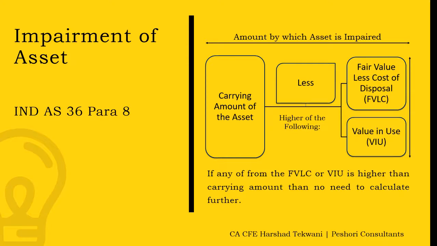So if I calculate either amount and it turns out to be higher than the carrying value, then I need to stop my impairment analysis at that point, because I know there won't be any impairment loss on this asset.